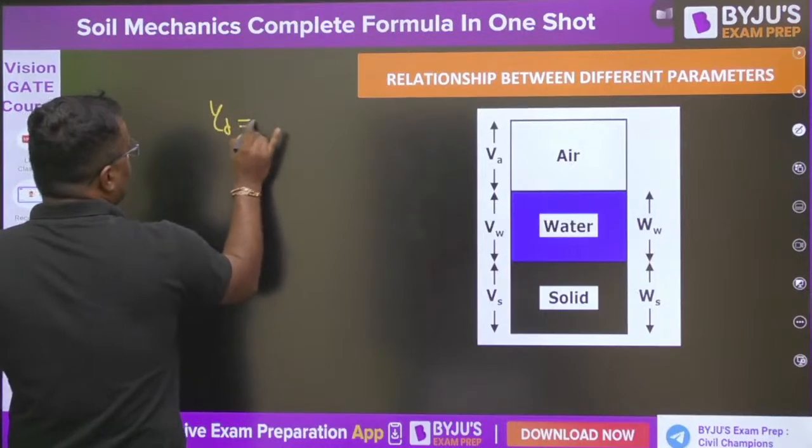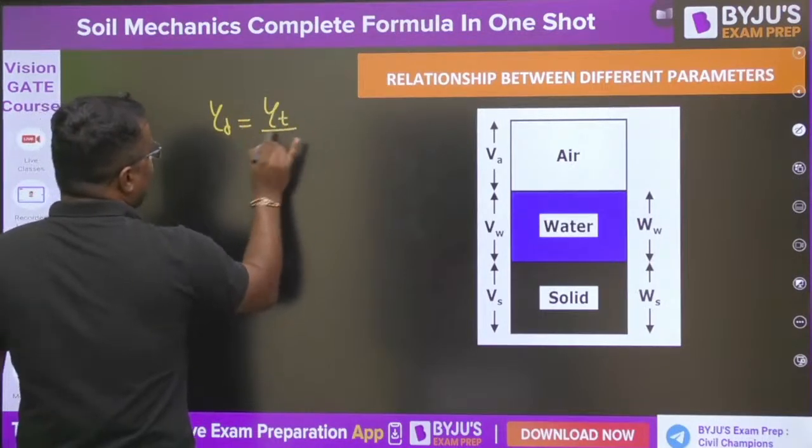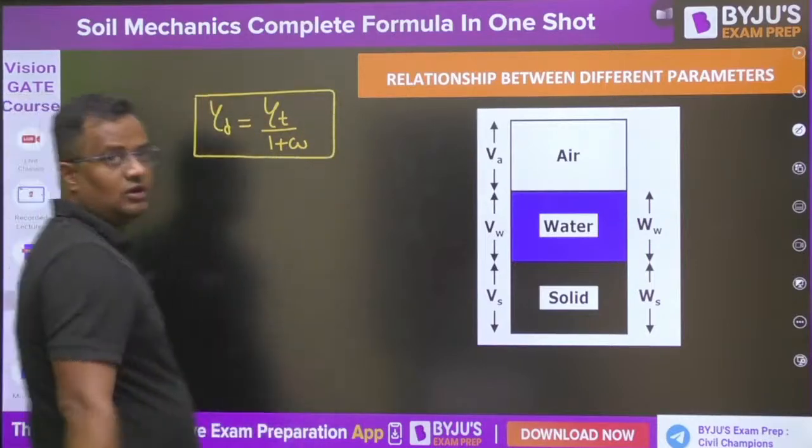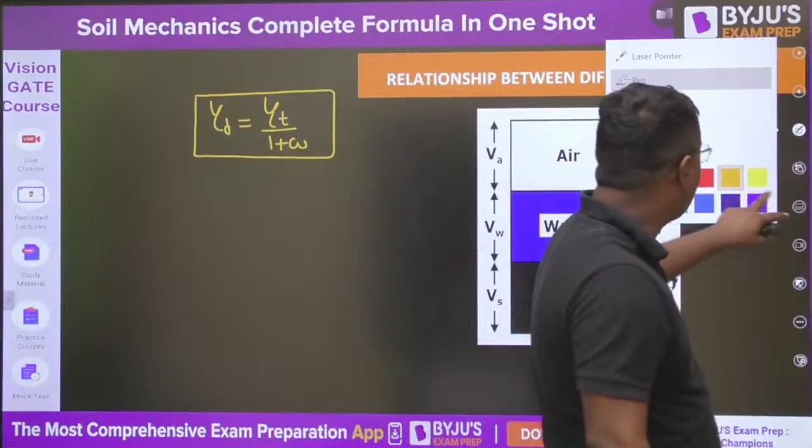One is gamma D, that is gamma bulk upon 1 plus small w. Can you tell me what is small w? Tell me in the comment section, especially the students who joined me late.